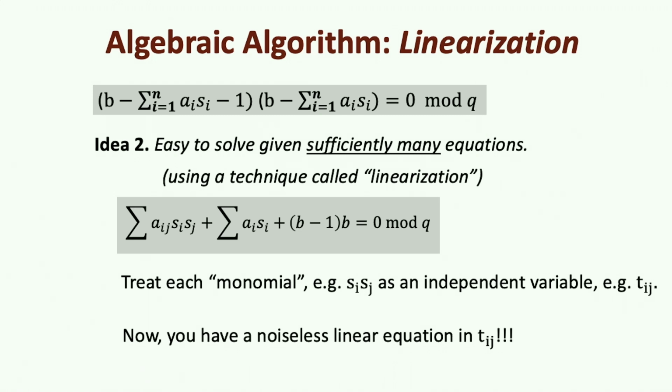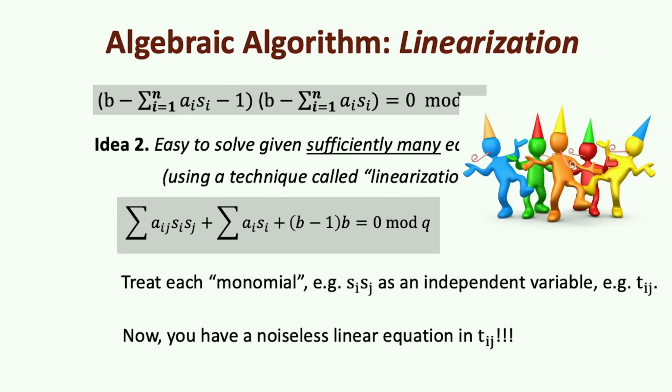So now what do you have? You have a noiseless linear equation in the variables T sub ij, right? Does that make sense? So that sounds fantastic, actually. I went from noisy linear equations to noiseless polynomial equations to noiseless linear equations, right?